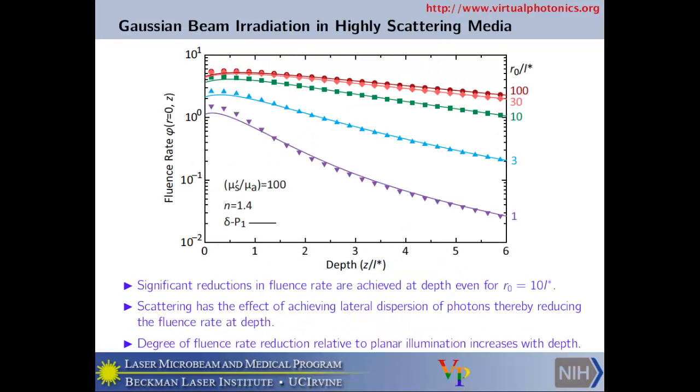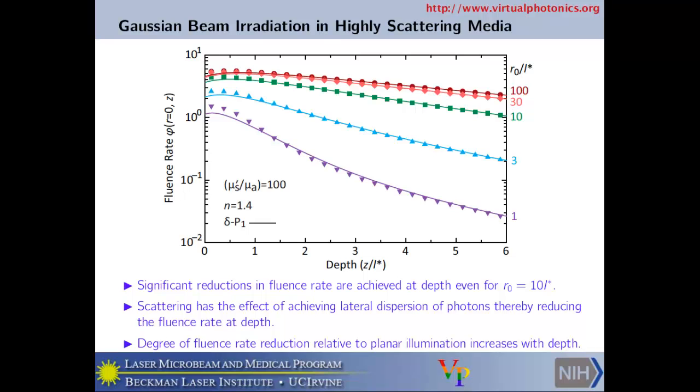So now let's look at finite beams. The previous results were for these idealized beams of infinite lateral extent, but in reality you have finite beams of finite size, and how does that compromise your penetration? So here I'm looking at Gaussian beams with different radii. Here is a radius of 100 transport mean free paths, so a beam that's literally 1/10 of a meter in radius. And so it's actually fairly similar to the 1D case.